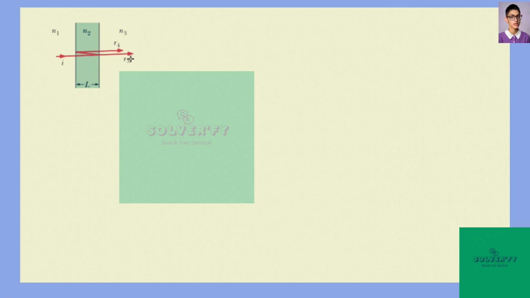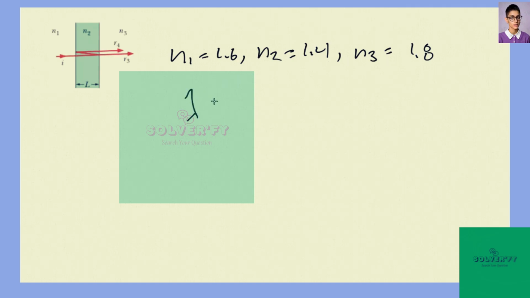They want us to find what thickness L of this middle material will result in minimum intensity of the transmitted light, which means that these two rays will be phase shifted by half a wavelength such that they cancel out. We're given that the indices of refraction are N1 is equal to 1.6, N2 is equal to 1.4, and N3 is equal to 1.8. We're also told that the vacuum wavelength of the light is 632 nanometers.